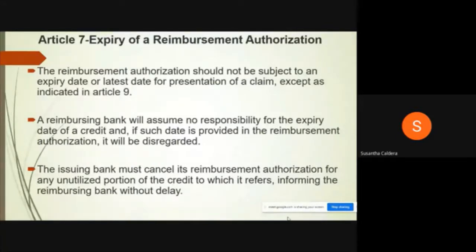Article 7, expiry of a reimbursement authorization. The reimbursement authorization should not be subject to an expiry date or latest date for presentation of a claim, except as indicated in Article 9. I believe Article 9. We should not put any expiry date for the claiming bank to present a claim. We should not put any expiry dates, right?